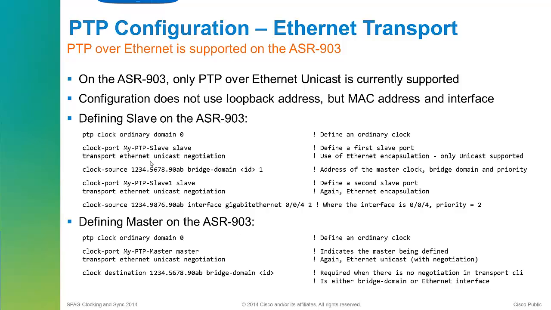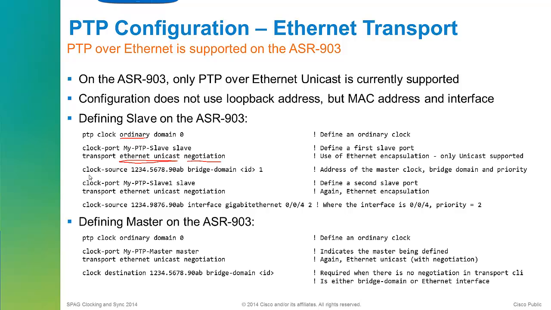You are going to define a slave on the 903. It's an ordinary slave. You define a clock port. Similarly to before, we're going to say we support Ethernet unicast negotiation. So you're saying that it's going to be layer 2. It's not multicast like the 901. And there's negotiation, so you're going to negotiate with the master.